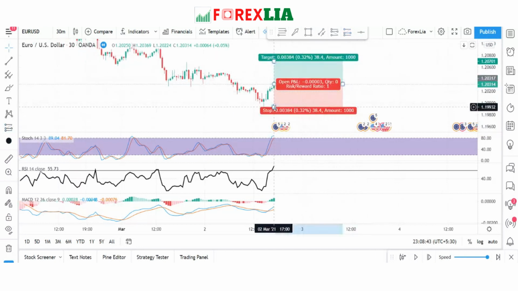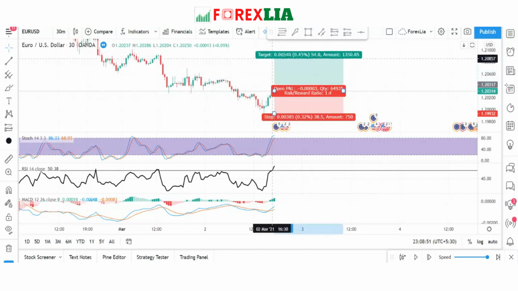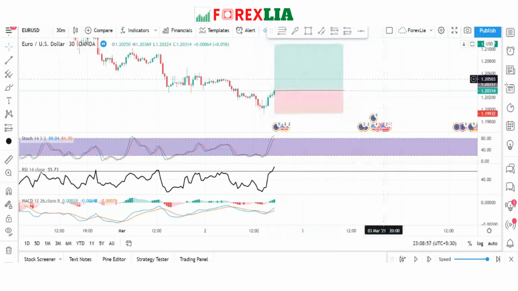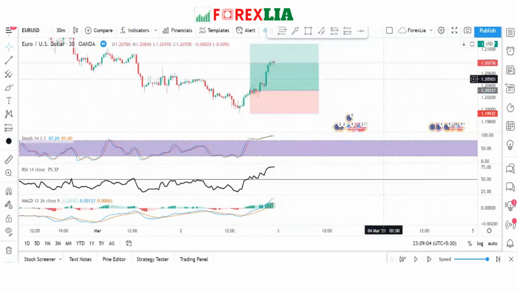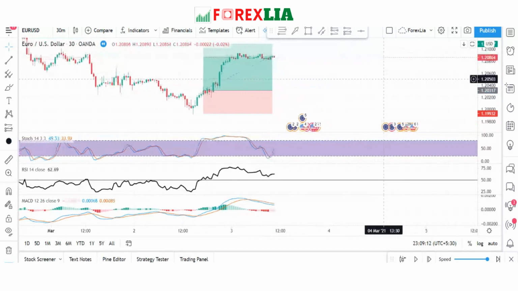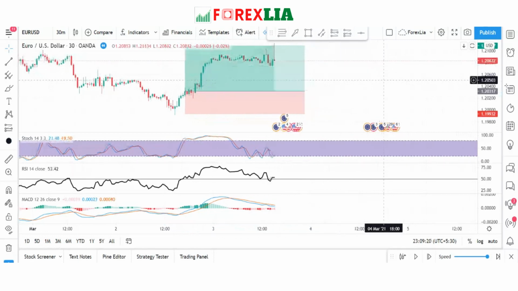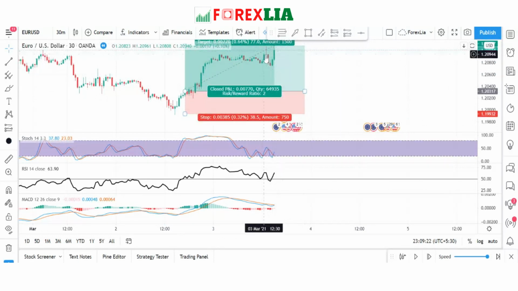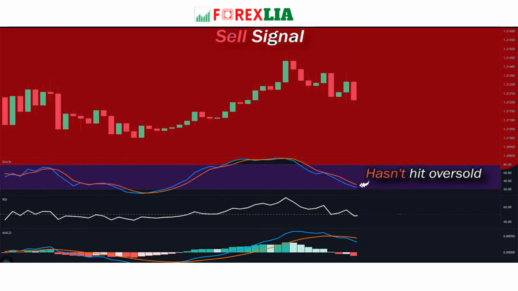Now we set a stop loss at the previous lower low. Set profit target 1:2. We won this trade. The Stochastic, RSI and MACD strategy works.